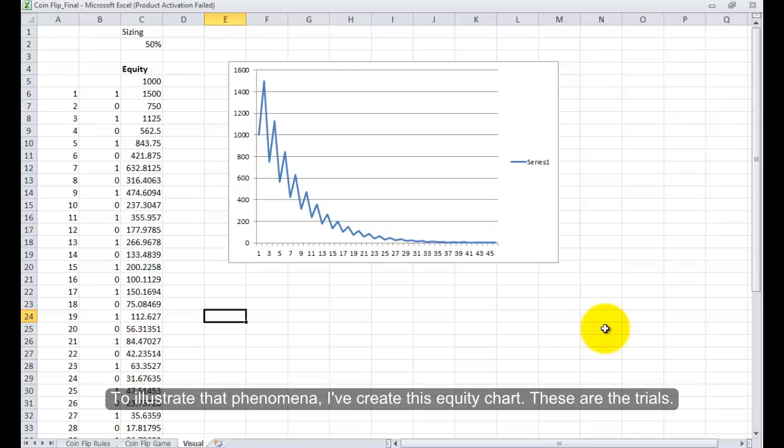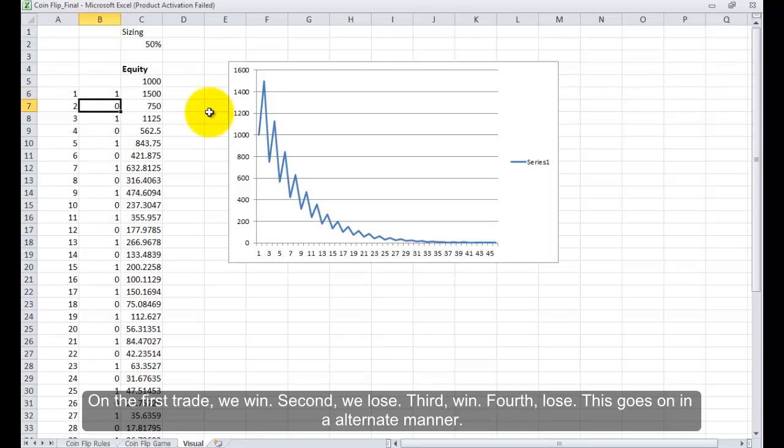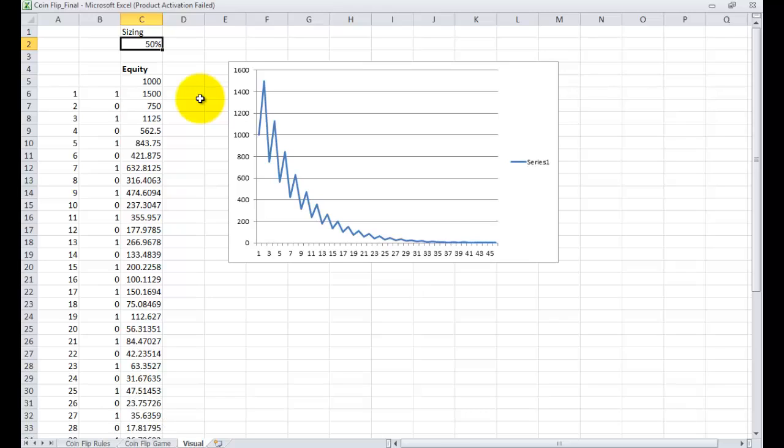To illustrate that phenomenon, I've created this equity chart. These are the trials. On the first trade, we win. Second trade, we lose. Third trade, we win. Fourth trade, we lose. And this goes on in the alternate manner. Our sizing will be 50% on a 1-to-1 risk to reward ratio. When we win 50%. When we lose 50%.